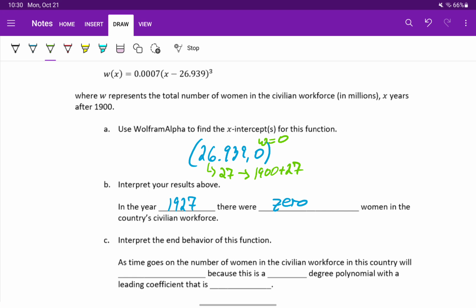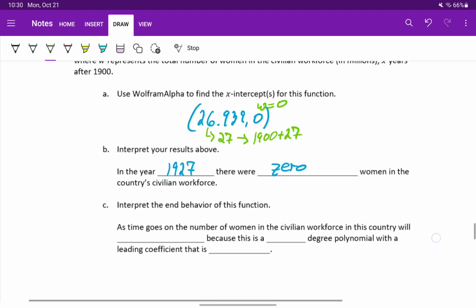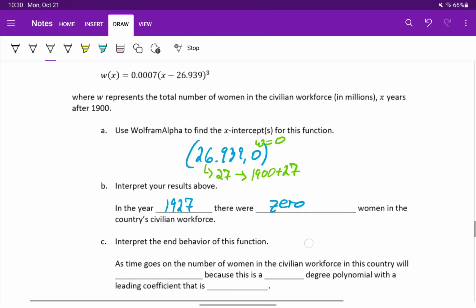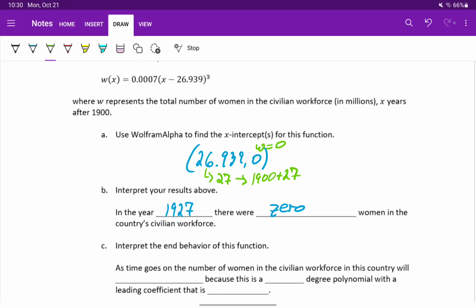So what we're finding is the last year that there were 0 women in the civilian workforce in this particular country. As time goes on, the number of women in the civilian workforce in this country will either be increasing, decreasing, or remaining constant. We can look at the function that we're given to determine this information. But we need to do a little bit of work to our function first, because it's not written in standard polynomial form.